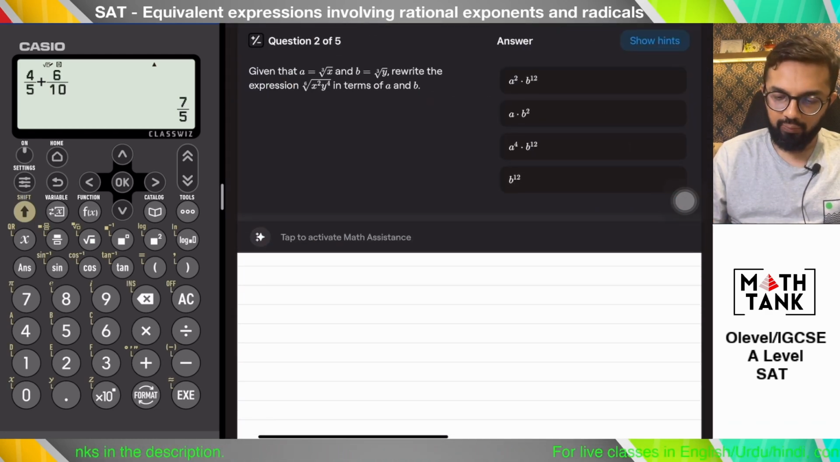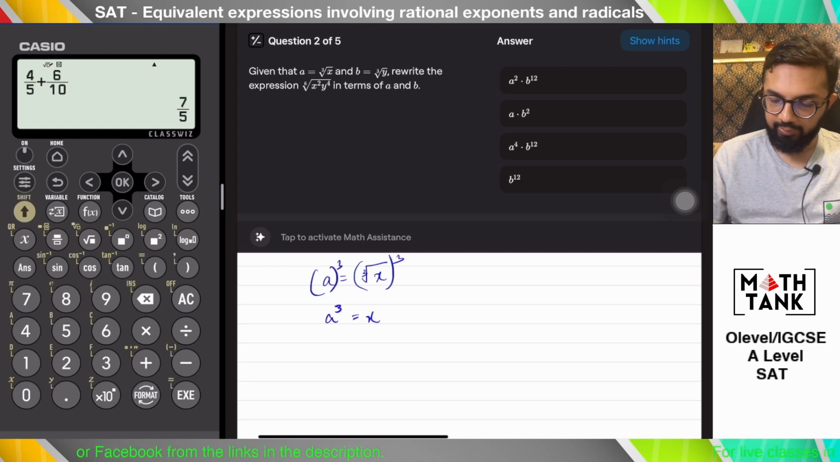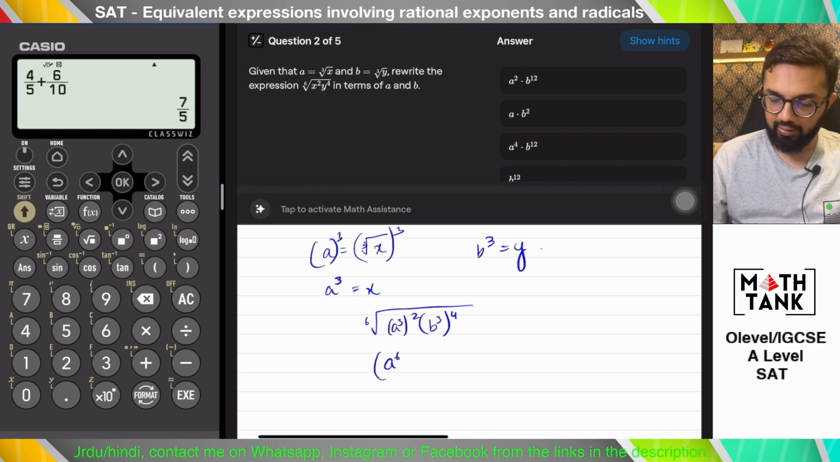Next question, given that A equals to this and B equals to that, write the expression in terms of A and B. So basically what I can do is I can say that if I cube this, X is basically A cubed and B cubed is Y. So I get sixth root of A cubed squared and B cubed power 4. So I get A power 6 and then power 1 over 6 because of the root, and B power 12 and then power 1 over 6. So I get A power 1 and B power 2.